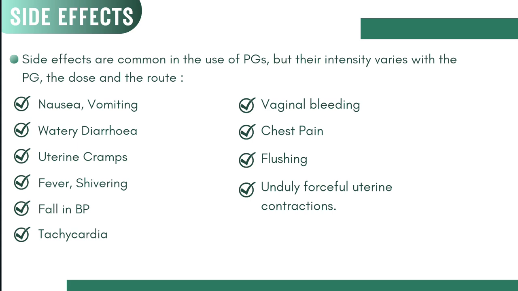Some side effects of the prostaglandins are given below, but their intensity varies with the prostaglandin, the dose, and the route. These are nausea, vomiting, watery diarrhea, uterine cramps, fever, shivering, fall in BP, tachycardia, vaginal bleeding, chest pain, flushing, and unduly forceful uterine contractions.